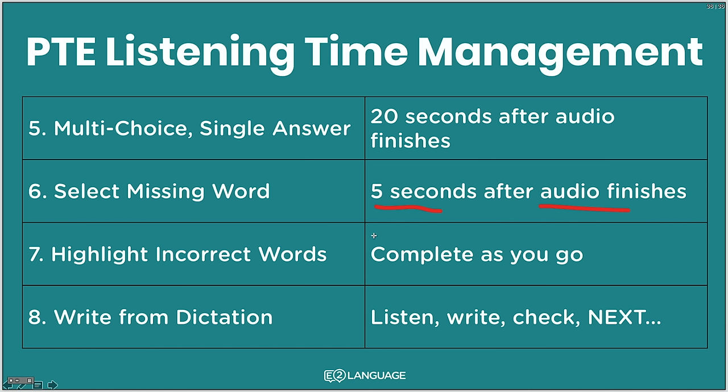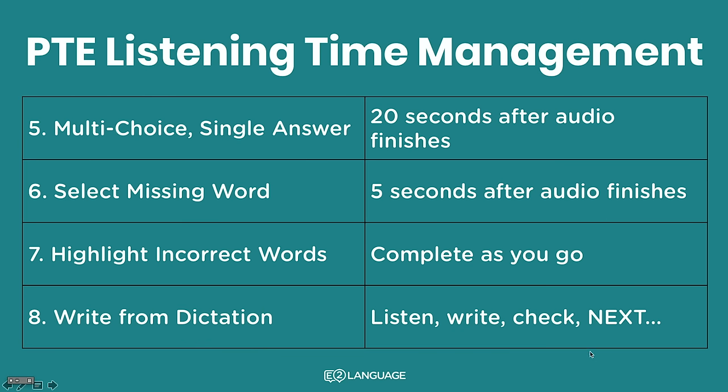Highlight incorrect words is the one where you highlight the words as you go, and then you just click next, okay? And finally, this is the important one, because you want to make sure you have enough time for all of these. You listen to the sentence, you write it down quickly, you check it, you click next, okay? That's what you need to do there.